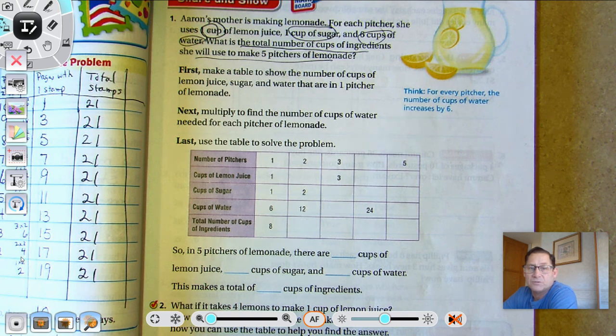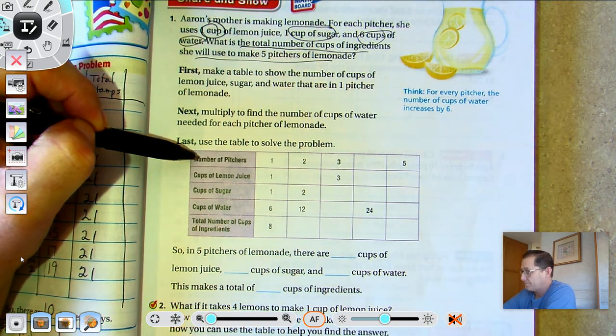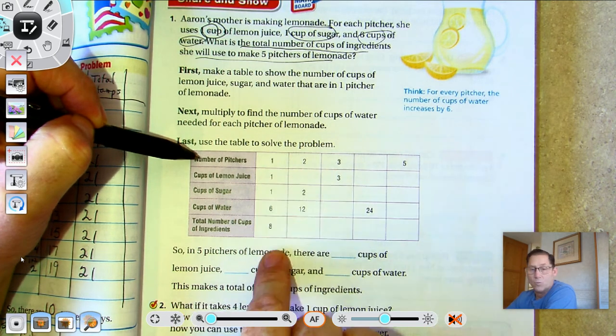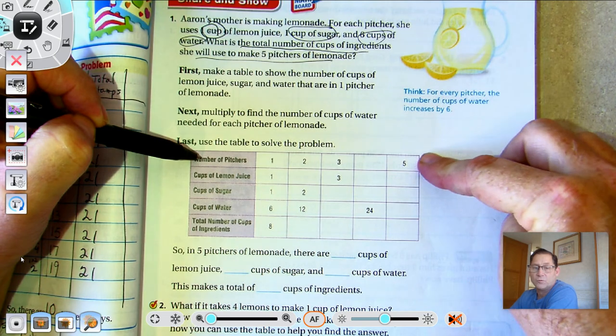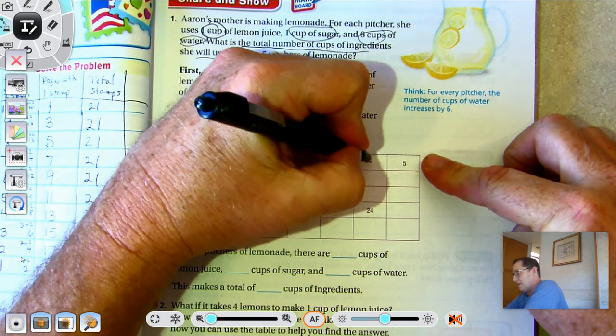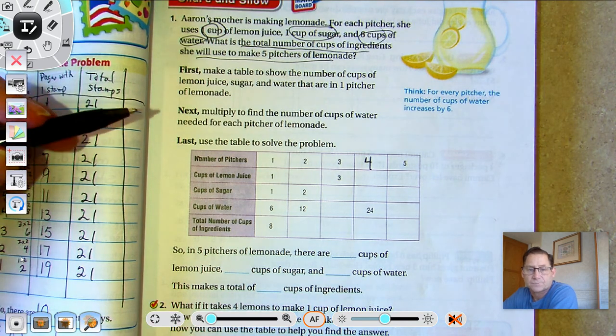So adding up all the numbers of lemon juice, the sugar, and the water. So make a table to show the number of cups of lemon juice, sugar, and water that are in one pitcher. Okay. Then we're going to multiply to find the number of cups of water needed for each pitcher of lemonade. So our top will be number of pitchers. We know that we're going to find 1 first, but we need to ultimately find the total for 5. So this blank here has to be a 4, right? Because we're making 5 pitchers.